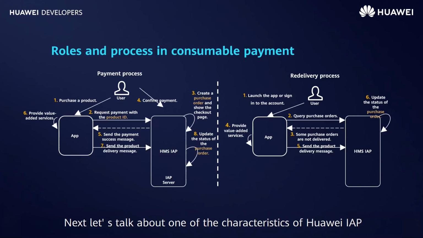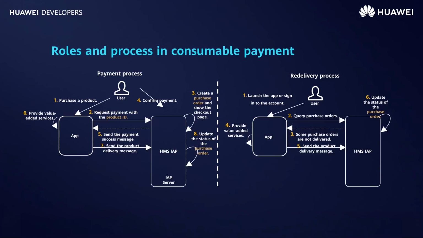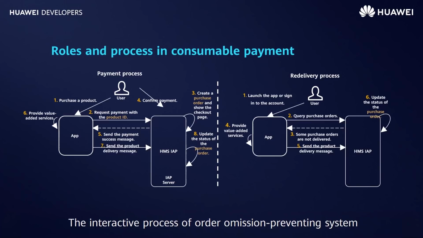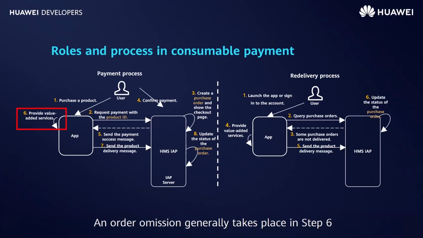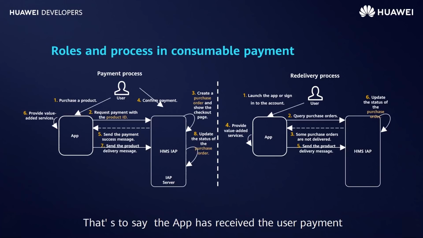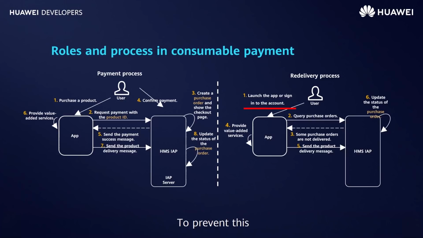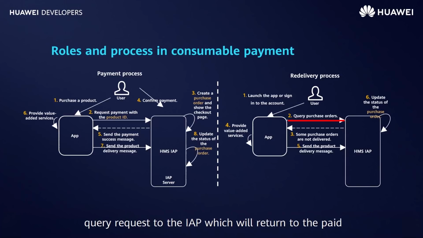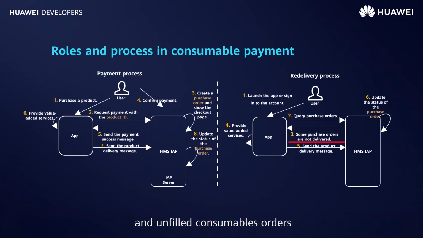Next, let's talk about one of the characteristics of Huawei IAP, the interactive process of the order anomaly prevention system. An order anomaly generally takes place in step 6 of the above payment process. That's to say, the app has received the user payment success information sent from the IAP server. But an error in delivery has resulted in delivery failure and no initiation of the order status update request to the IAP server. To prevent this, developers need to first initiate the order status query request to the IAP server, which will return the paid and unfulfilled consumable orders to the app on initialization of the app.